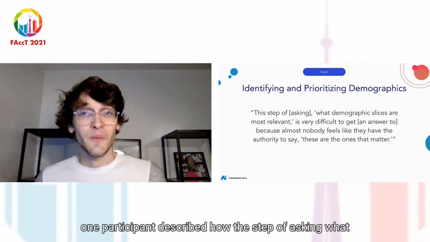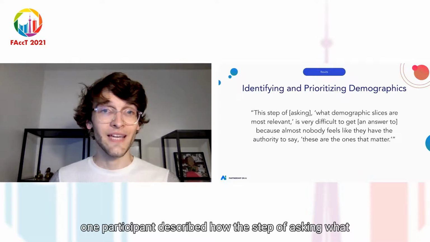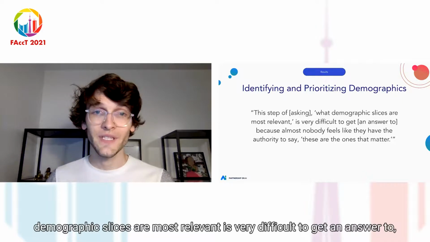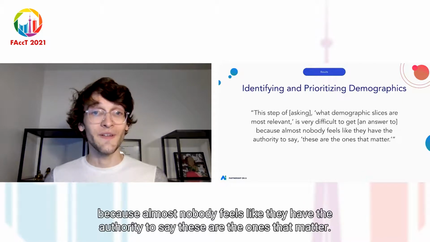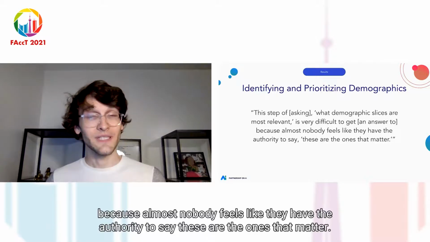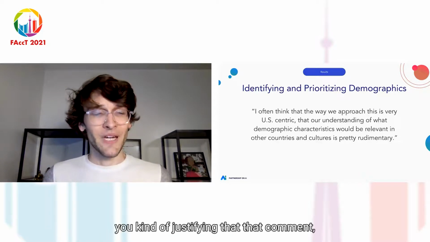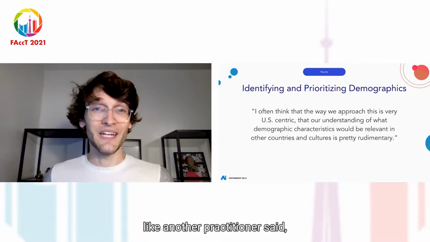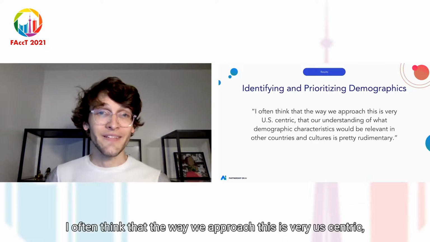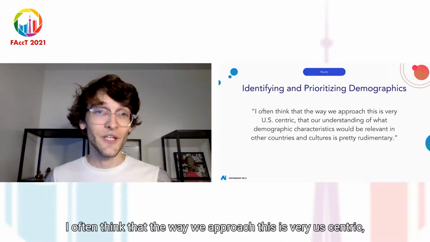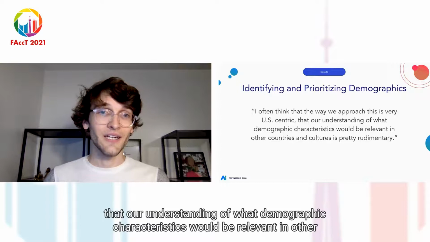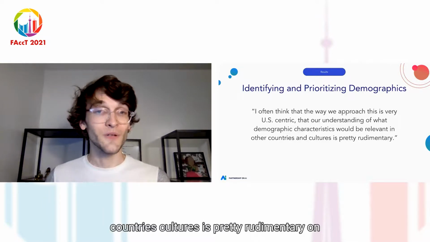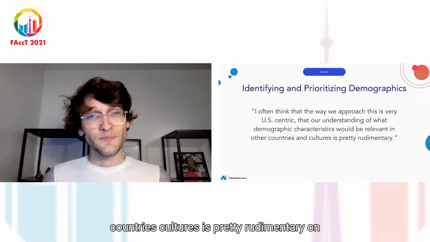One participant described how the step of asking what demographic slices are most relevant is very difficult to get an answer to because almost nobody feels like they have the authority to say these are the ones that matter. Another practitioner said, I often think that the way we approach this is very US centric, that our understanding of what demographic characteristics would be relevant in other countries and cultures is pretty rudimentary.